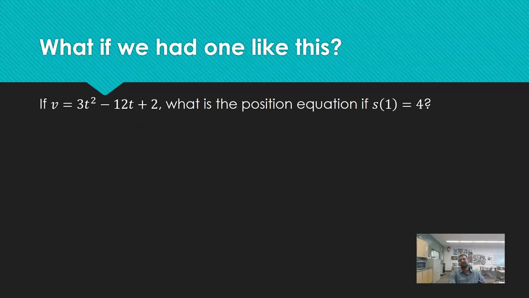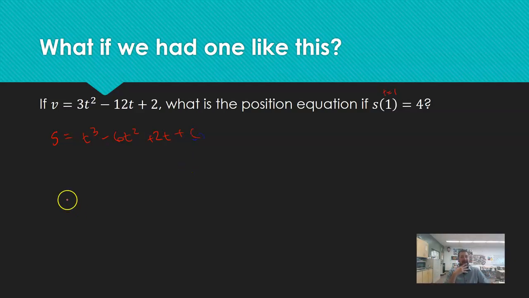Okay? So if I had one like this, let's say I knew the velocity was 3t squared minus 12t plus 2. That was the equation that defined the velocity for some particle in motion. If I knew from the position equation that s of 1 equals 4, that means at time equals 1, the position is 4, then how could we find the position equation? Well, remember, in order to get velocity, we take the derivative of position. So in this case, if I take the antiderivative of both sides, then I have this right here.